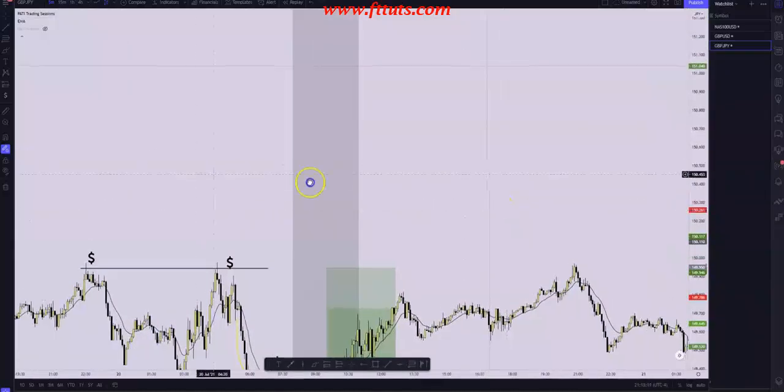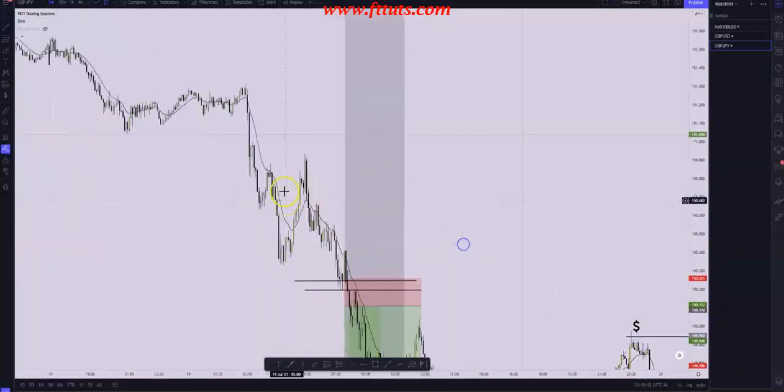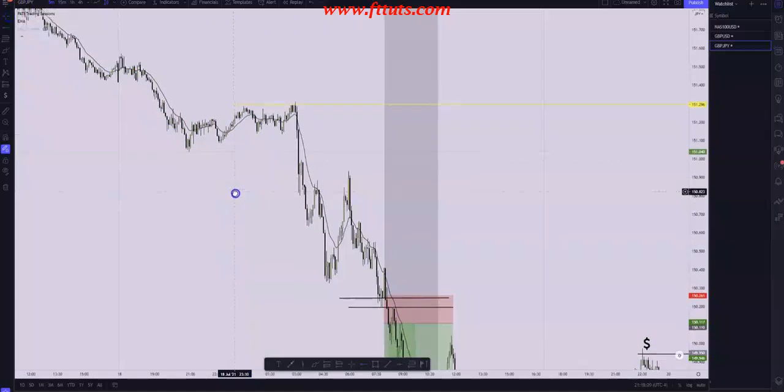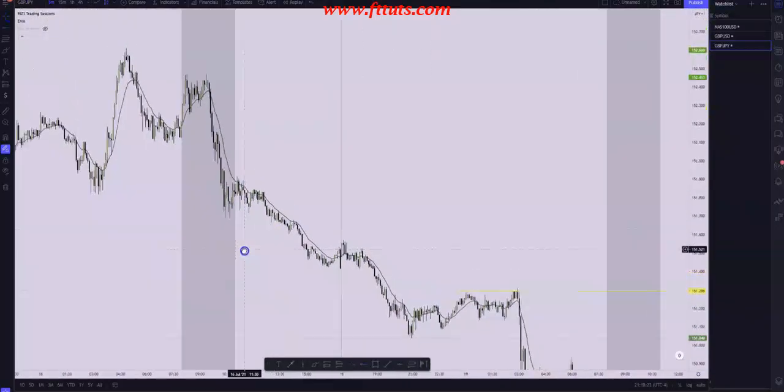Do we have equal highs over here? Okay, what do we have? Okay, yes, we do. We have equal highs right here. So let's make a line going right here, a yellow line. What do we have? We have equal high up here.